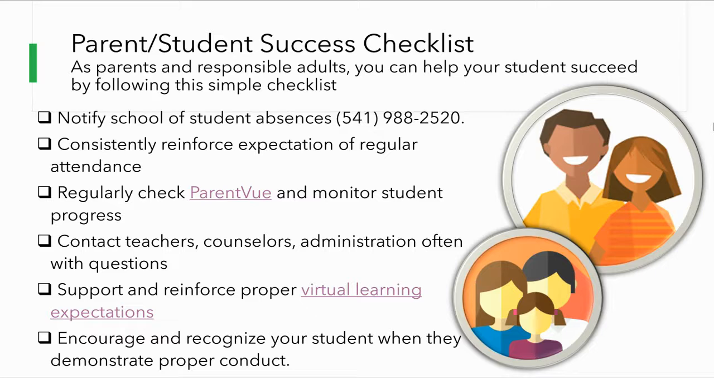For parents, you can help your student be successful by following this simple checklist. If your student is going to be absent or late, please notify the school by calling 541-988-2520. Consistently reinforce expectations of regular attendance. It is very important that your student attend class. Regularly check Parent View and monitor your student's progress.